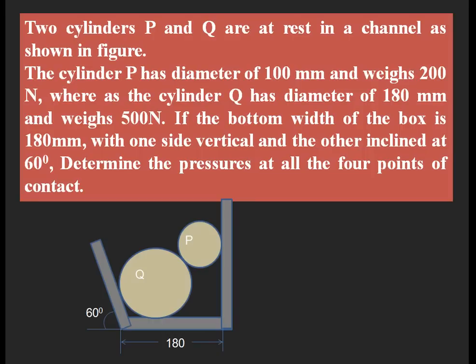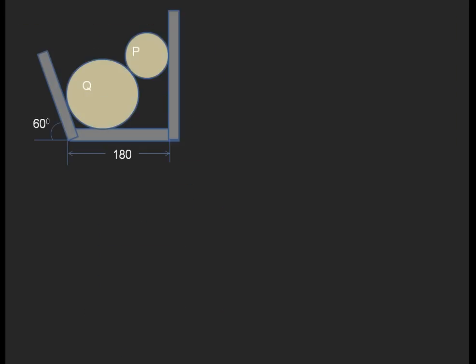Then we need to find out the pressures at all four points of contact. So with respect to this, I want to first represent the free body diagram for P. At each and every contact point, we need to find out what forces are acting between the channel as well as the two rollers or two spheres, by analyzing the free body diagram.